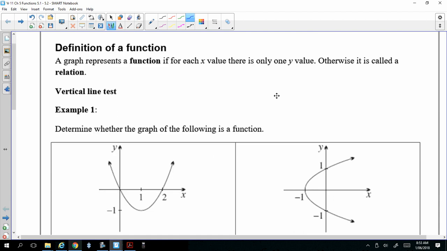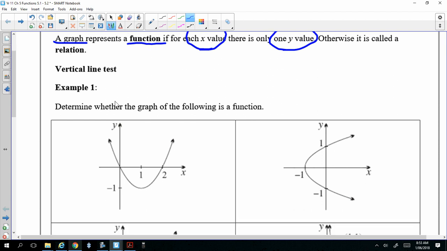We first have to look at the definition of the word function. A graph represents a function if for each x value there is only one y value. So for each x value, there's only one y. Otherwise it is called a relation.